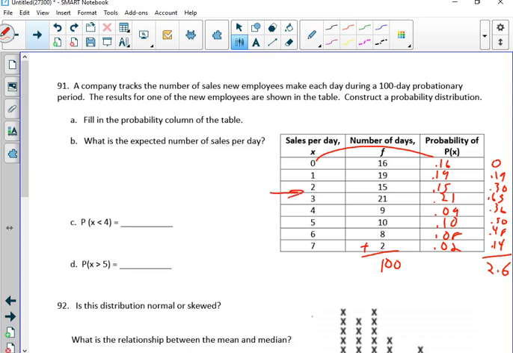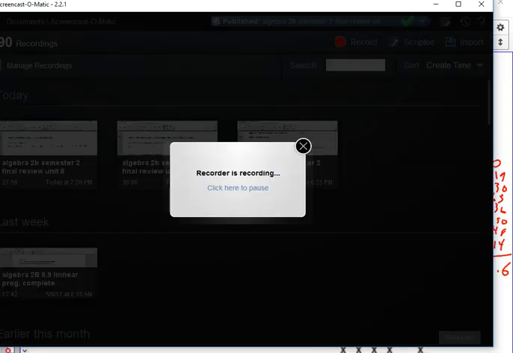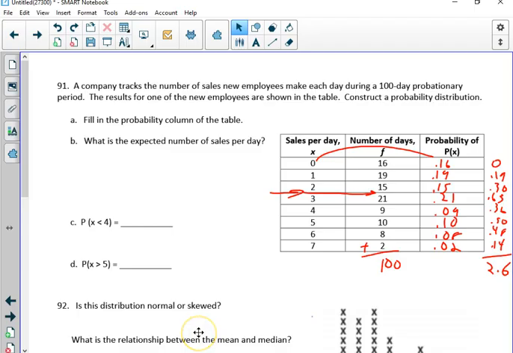That means it's right here in between 15 and 21. Alright, so what it's saying is the average is right there between 2 and 3, which makes sense. If you look, a good part of the data is right there. A large number of it is right there. Okay, 19, 15, and 21. That's the bulk of the days. So it makes sense that 2.6 would be somewhere in there.